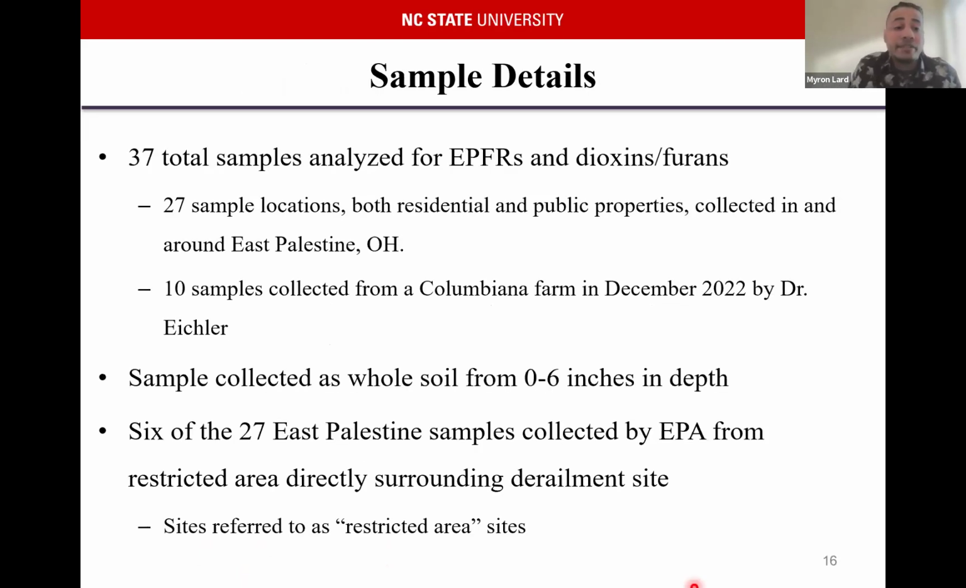We tested a total of 37 samples in East Palestine for EPFRs and dioxins and furans. We took 27 sample locations, both residential and public property, collected in and around East Palestine, both in the community and in the surrounding township. Then we also took 10 samples collected from a Columbiana farm as a sample-specific background. We collected samples from 0 to 6 inches in depth, and six of our 27 samples were actually collected by EPA. They were collected from the area directly around the derailment, and so we were not personally allowed in, and we refer to those 6 sites as the restricted area sites.